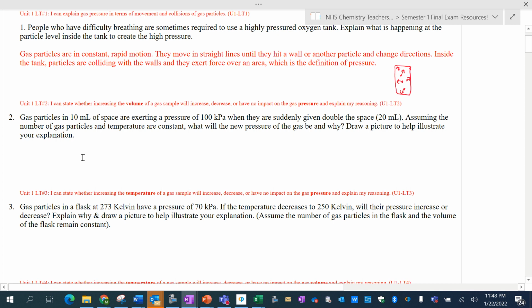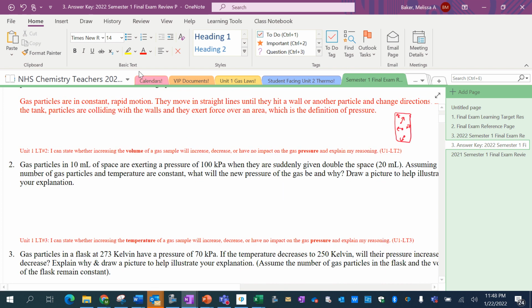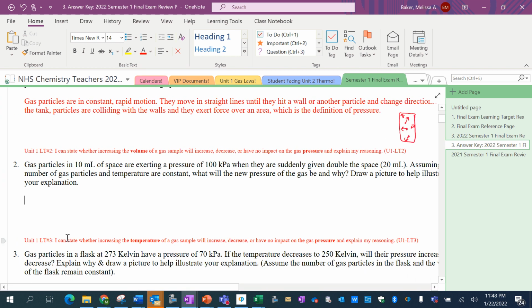Next one. Gas particles in 10 milliliters of space are exerting a pressure of 100 kPa when suddenly they're given double the space. Assuming the number of gas particles and the temperature are constant, what will the new pressure of the gas be and why? Draw a picture.